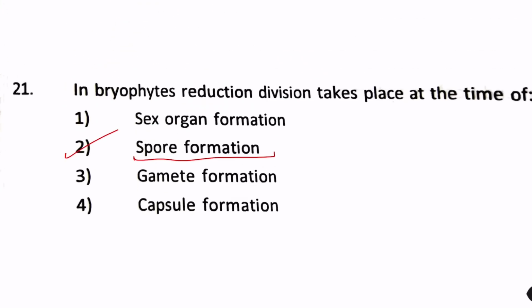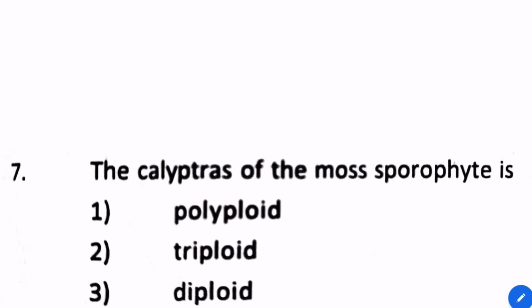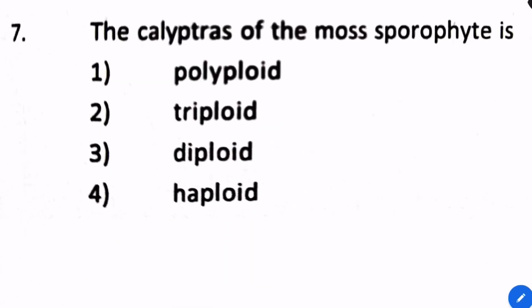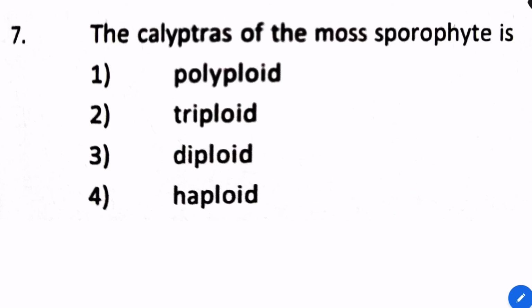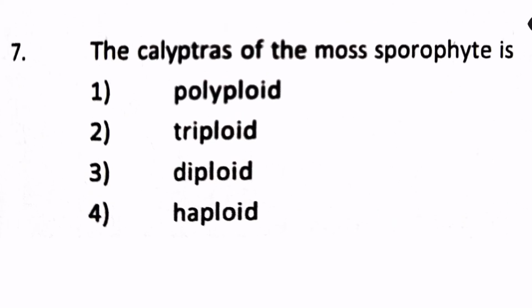Next question. Okay, let's move on to year 2017. So the first question, the calyptra of the moss sporophyte is. First of all, what are calyptras? Calyptras are the protective structure formed from the archegonium to protect the embryo, and they are part of the sporophytic structure which is diploid in nature. So calyptras will also be diploid in nature. The answer will be number 3.